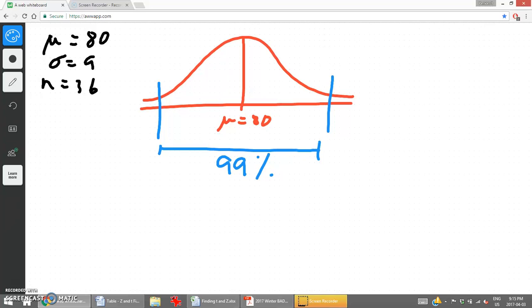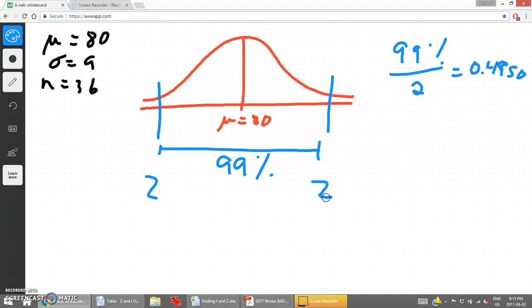It is divided by the mean, so the mean represents the middle value. If we divide this 99% by 2, we get a value of 0.4950. What we're doing here is trying to find a z value that would represent both ends of that range. The z value is going to be based on an area of 0.4950.